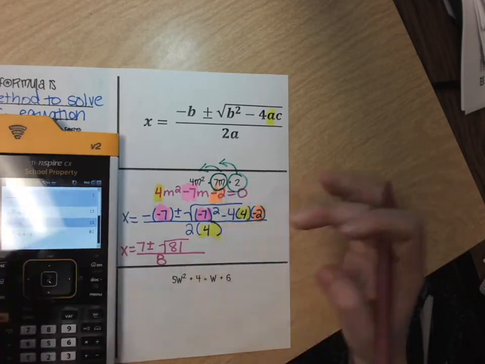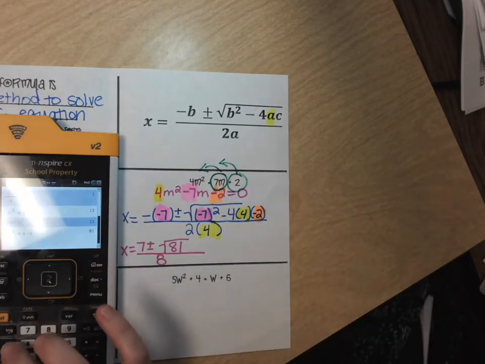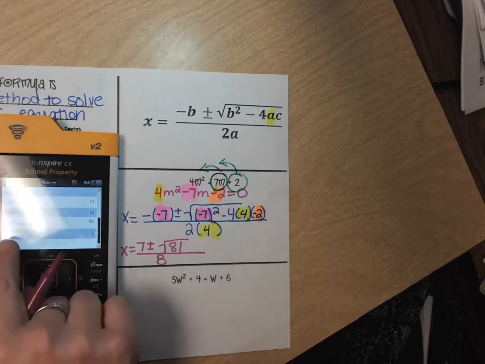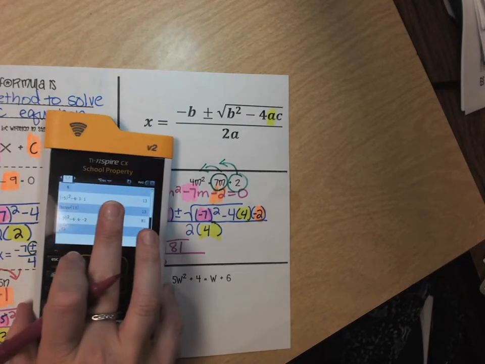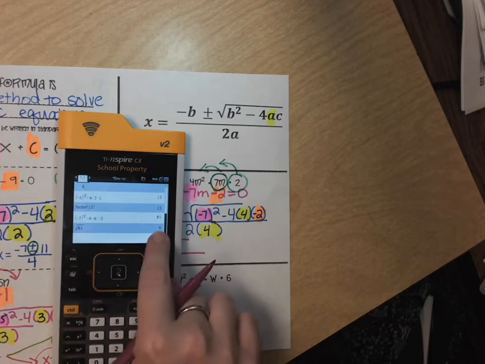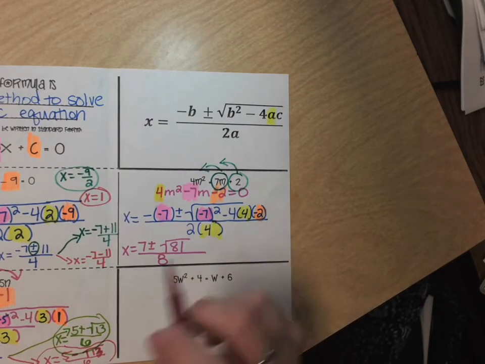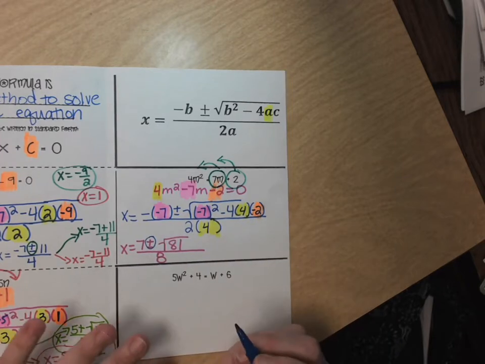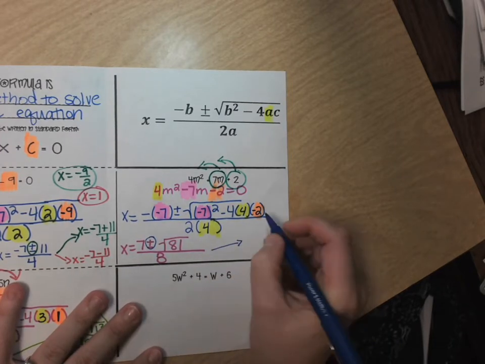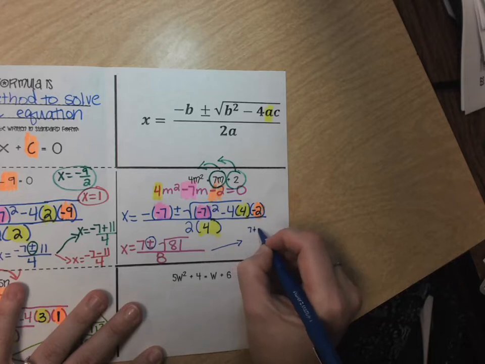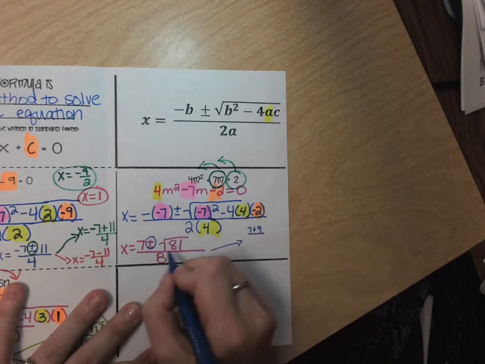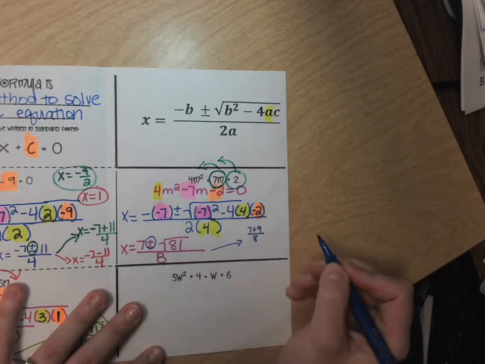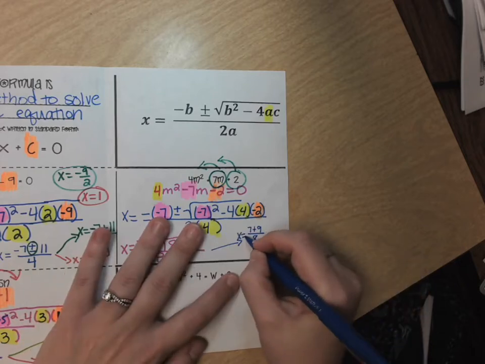Okay, is the square root of 81 perfect? Yes. Check it in your calculator. The square root of 81 is 9. So we're going to change this one to a 9. And when we change it, we're also going to add or subtract it. So we're going to get 7 plus 9, because we have to change this to a 9, over 8. That's my first x value.